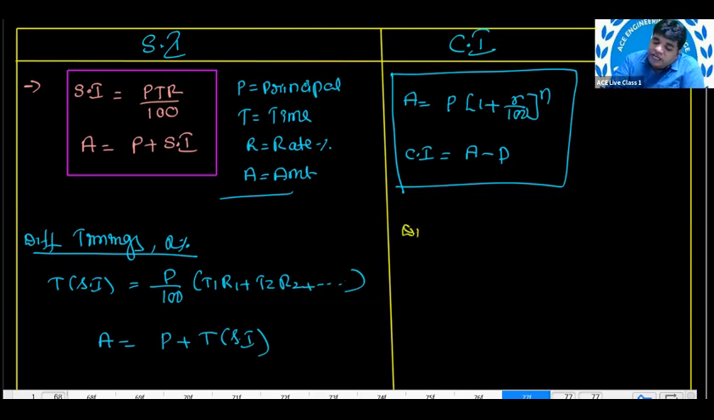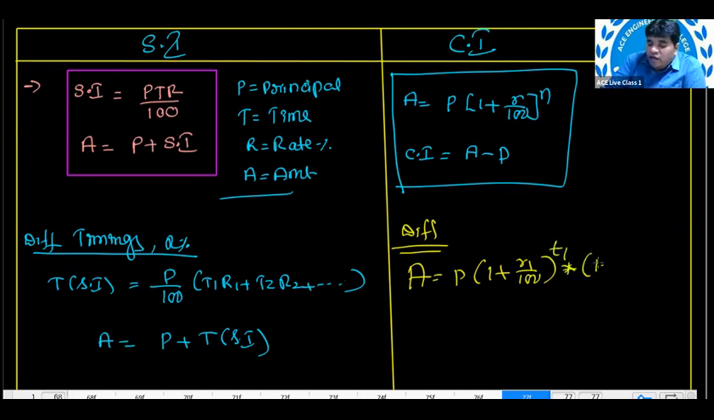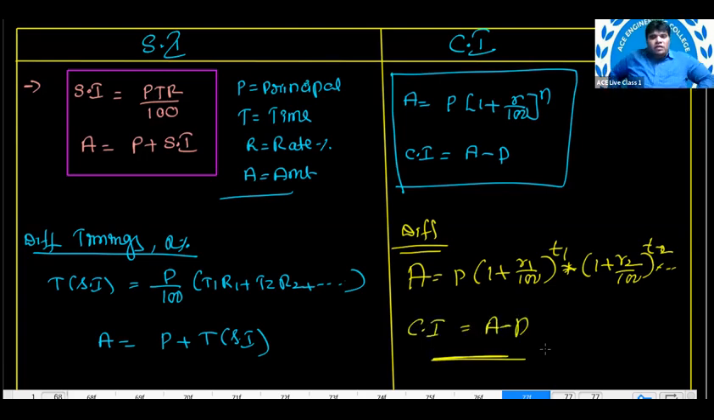Different timings have different rate percentages. Yesterday's point: amount is equal to P into (1 plus R1 by 100) whole power T1 into (1 plus R2 by 100) whole power T2, and so on. Do you remember? The first 2 years the rate is different, the next 3 years it is different, the next 2 again. So compound interest is equal to amount minus principal. Completed. This is the main difference.